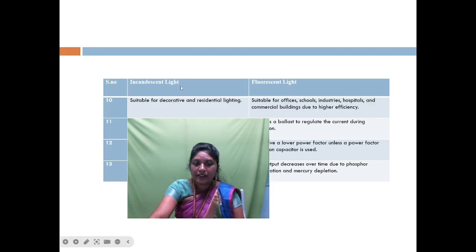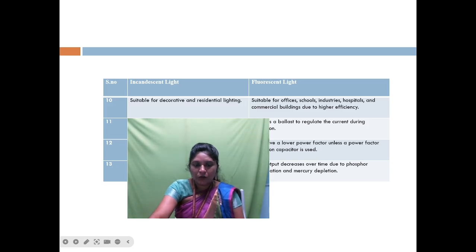Incandescent light is suitable for decorative and residential lighting, and fluorescent light is suitable for offices, schools, industries, hospitals, and commercial buildings, because it has a higher efficiency. Incandescent operates directly from the power supply without a ballast, but fluorescent needs a ballast or choke because it is used to regulate the current during operation. So it has a low power factor, unless a power factor correction capacitor is used.